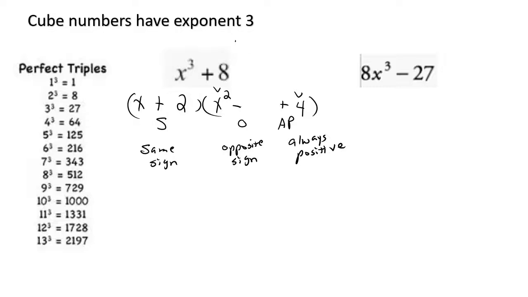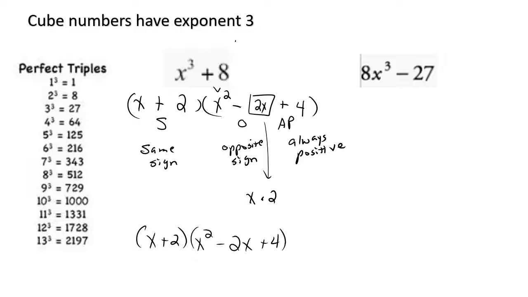When that has been complete, you will notice there is a missing spot in the middle of the second parentheses. That will always be the first two terms, x times 2 in this case, multiplied together. So my final factorization is x plus 2 times x squared minus 2x plus 4.